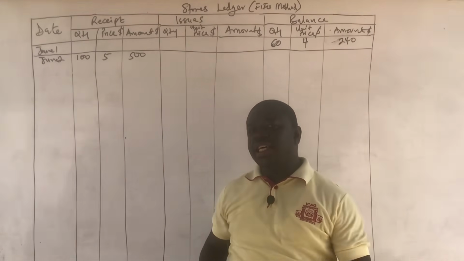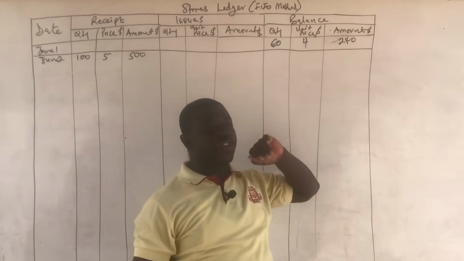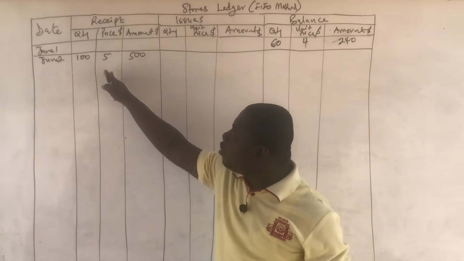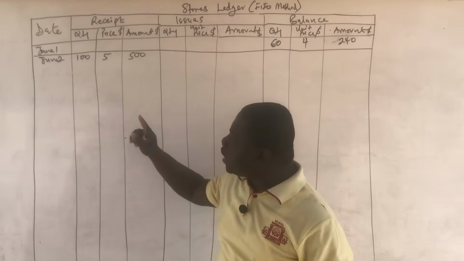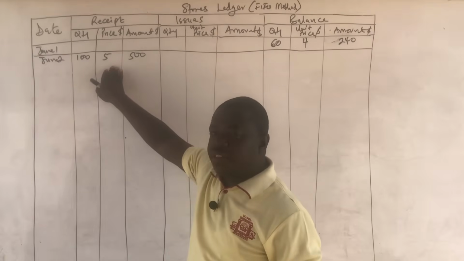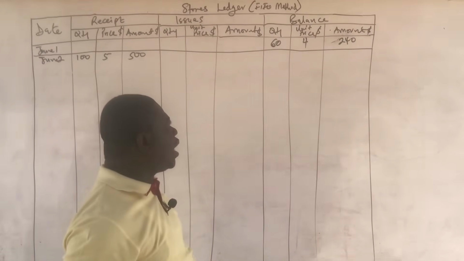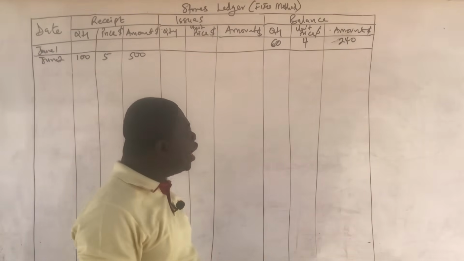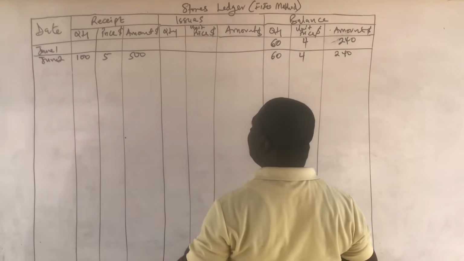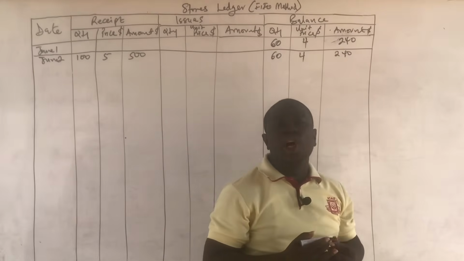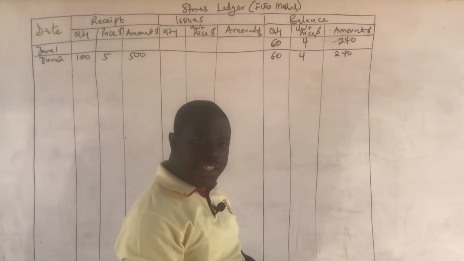Now, let me tell you this. Just like the bank statement, every receipt or issue must reflect in the balance. And so once there has been a receipt of 100 at 5, we need to put that under the balance. So watch this. We put the receipt of 100 at 5, we multiply to get 500. Then we come to the balance. When we come to the balance, you already have 60 at 4. And so you need to repeat that. 60 at 4, 240. Before you bring in the current one to add up, don't mix them up. Don't add them. This is the essence of the first in, first out method.